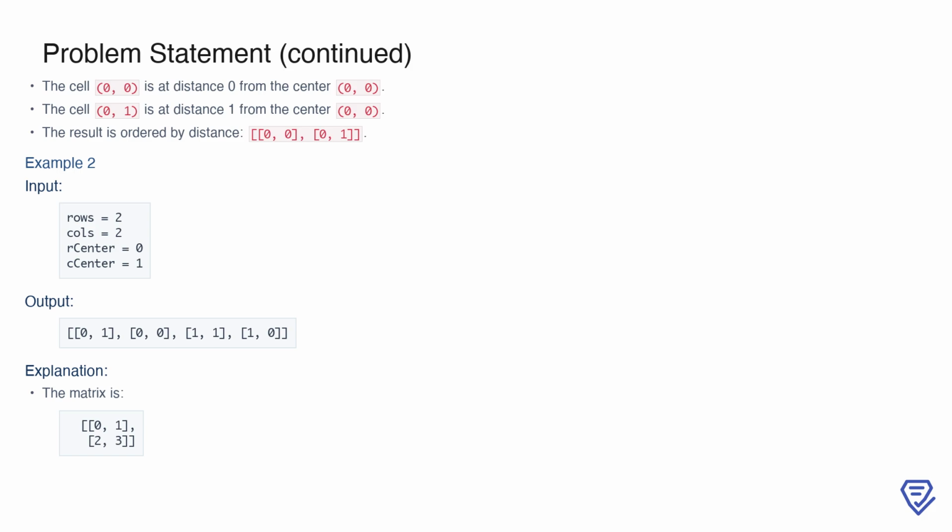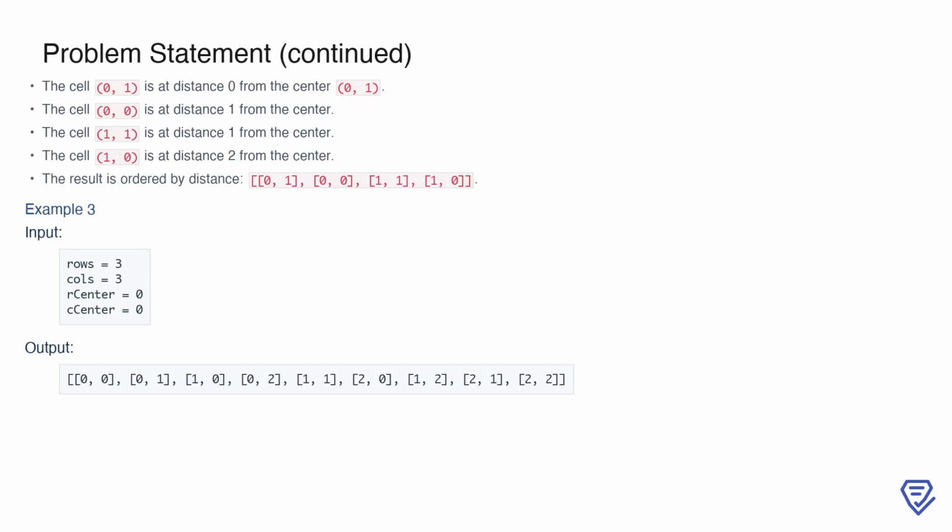In this example, the matrix is represented as 0, 1, where the center cell, (0, 0), is at distance 0 from itself. The next cell, (0, 1), is at a distance of 1 from the center. Since there are only two cells, the result is straightforward: [0,0], [0,1]. The cells are ordered first by their Manhattan distances, from smallest to largest.